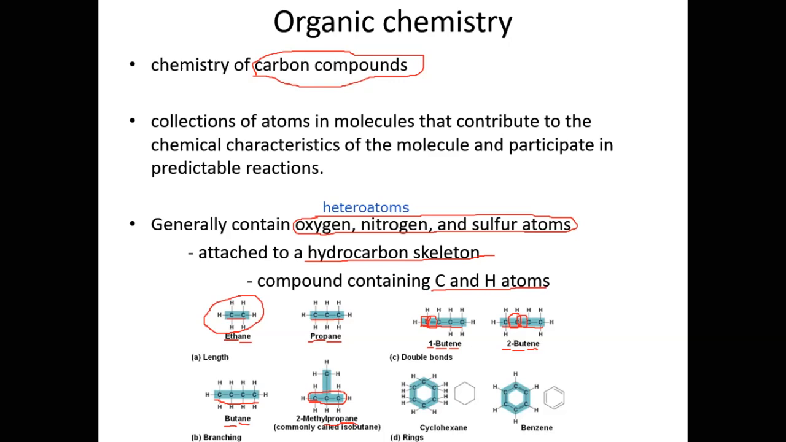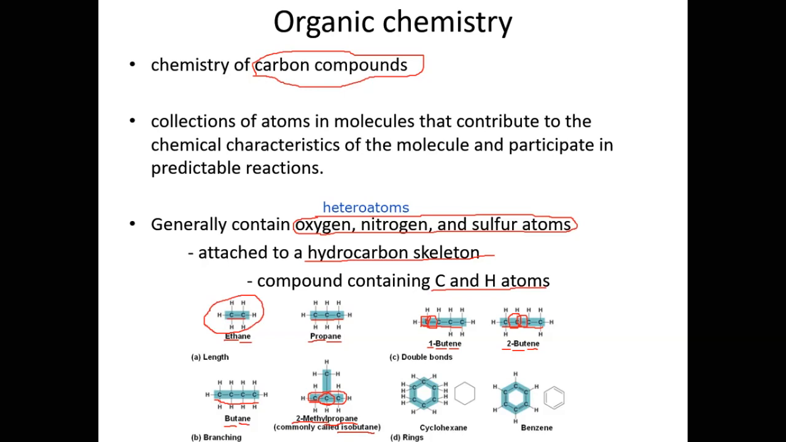And you'll notice on the second carbon, we have a methyl group attached to it. So since the methyl group is attached to the second carbon, we would say 2-methyl propane, which is commonly referred to as isobutane.